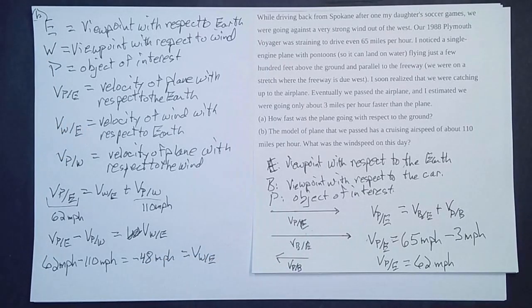Now, in the way I've done this problem, I was assuming that west was the positive direction, so when I get a negative velocity for this velocity of the wind with respect to the Earth, it's blowing out of the west or toward the east. So that was the wind speed on that day.